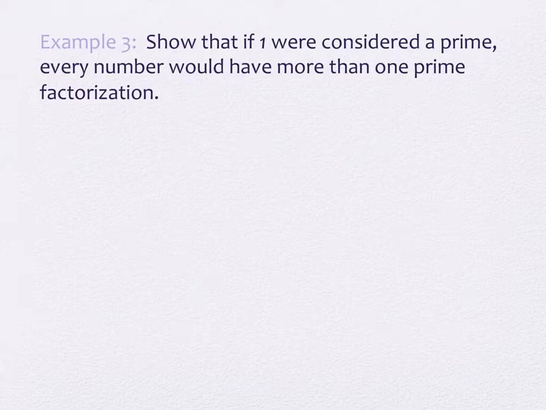Example number 3 says, show that if 1 were considered a prime, every number would have more than one prime factorization. So we talked last time about the number 1. It's one of those weird numbers. I told you it wasn't prime. It wasn't composite, and we used the definition to justify that. Prime numbers have 2 factors, 1 only has 1 factor. Composite numbers have more than 2 factors, so that doesn't work either.